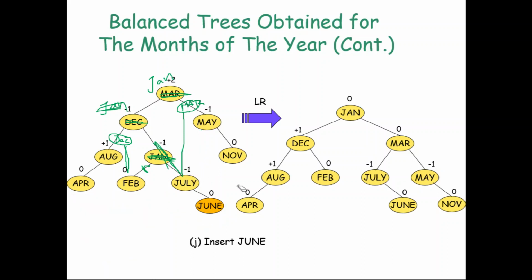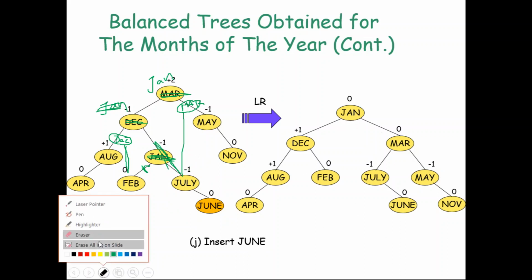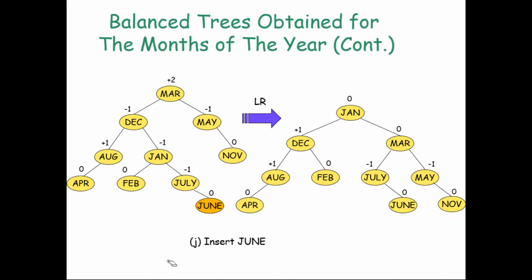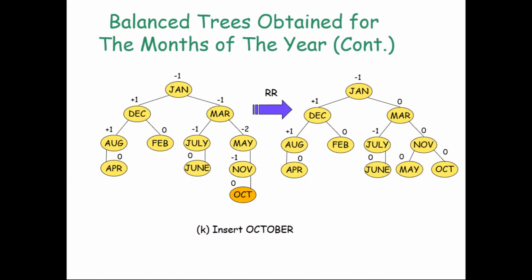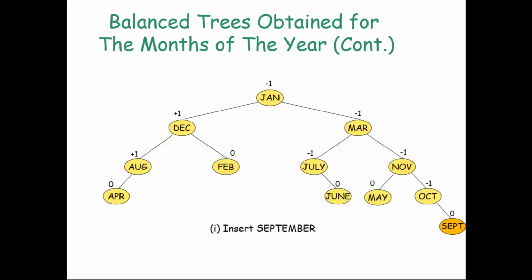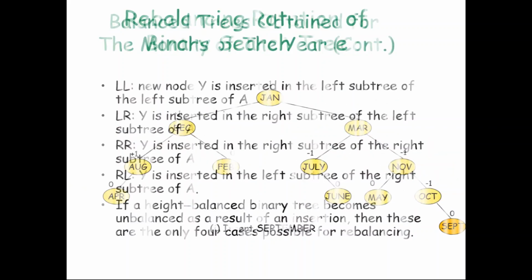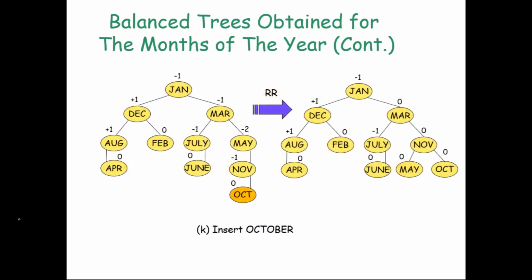Again, if you see this tree, this is a balanced tree, right? So this is once again an example for left-right rotation. Fine. So still one more we'll discuss.